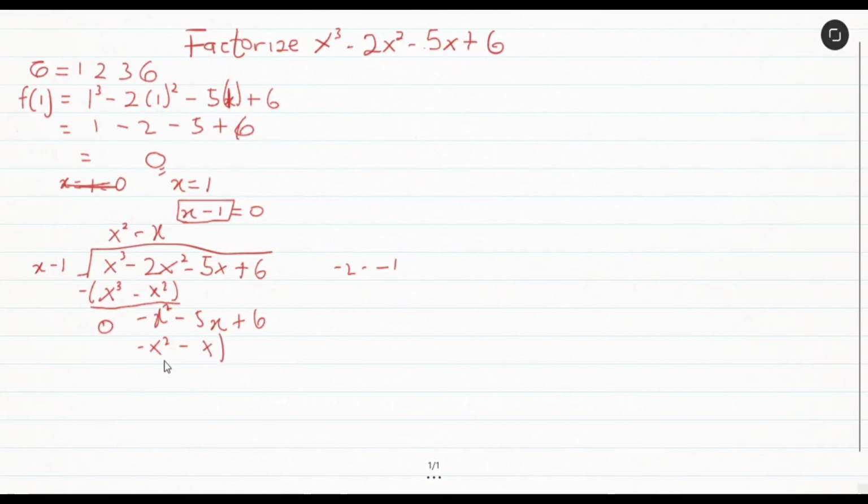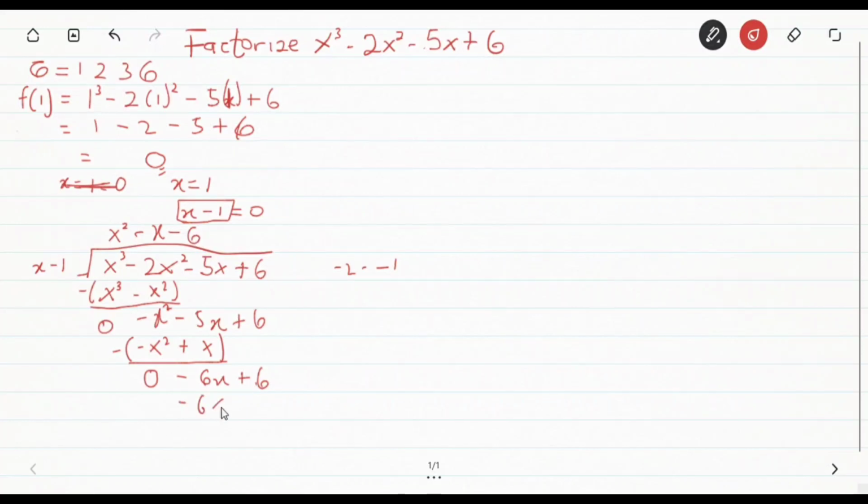Then I will do the subtraction again. If I do subtraction, this side, minus 5x minus x, is going to give us minus 6x. Then I'll bring down plus 6 again. Then from there I do the same thing again. If I divide my minus 6x by x, I'm going to get minus 6. So I write my minus 6 up here. If I multiply, I'm going to get minus 6x here. Then I add my 6, and I divide again. This side will give me 0, and this side will also give me 0.